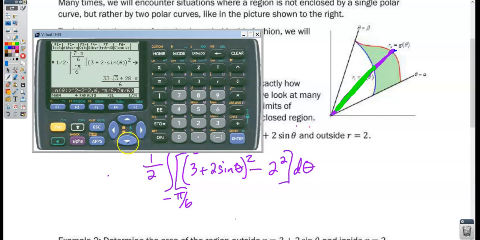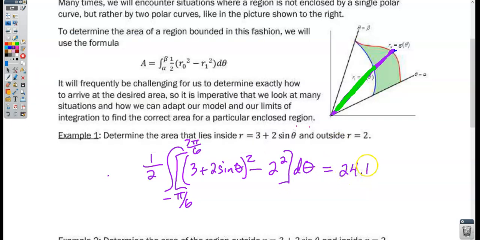Ooh, I want a decimal. It gave me an exact value pretty darn quicker than it gives me a decimal. Maybe instead of letting it integrate again, I should have just converted the 33√3 plus 28 pi all over 6 to a decimal. That gives me an area of 24.187 for that region.